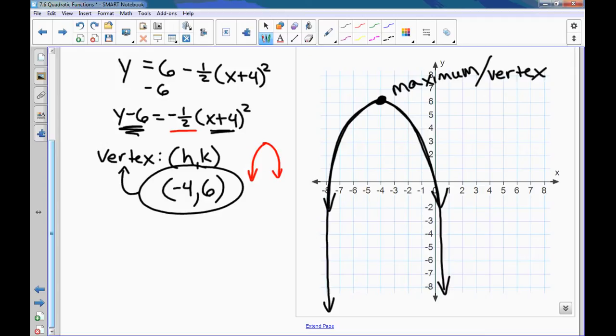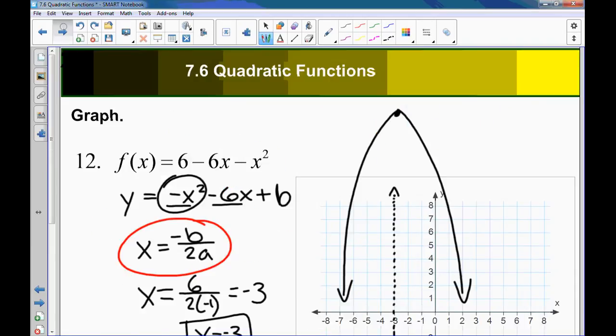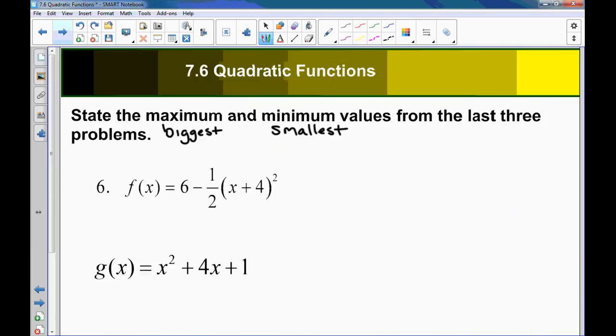The maximum point will double as the vertex. So if I'm asked what is the maximum on the graph on number 6, f of x equals 6 minus 1/2 (x plus 4) squared, it's going to say there is a maximum that exists, and that maximum is (-4, 6). So the maximum also doubles as the vertex.